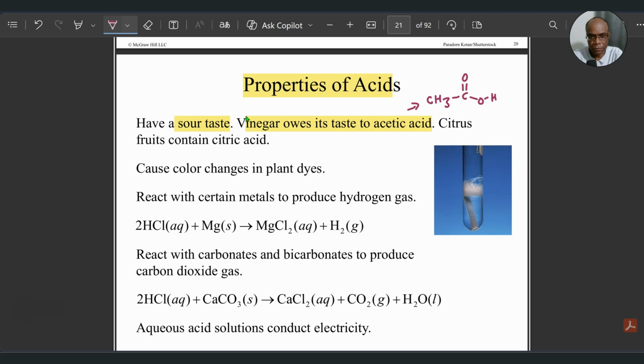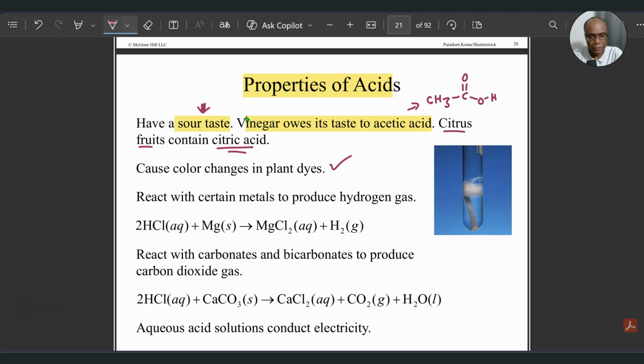I told you that gives you a weak electrolyte. Or even citrus fruits, which contain citric acid. Okay, so I think the sour taste is characteristic of the presence of an acid, but we'll see more definitions soon. Acids cause color changes in plant dyes, which is why people use blue litmus paper to determine if a solution is acidic. It contains pigments from the plant.